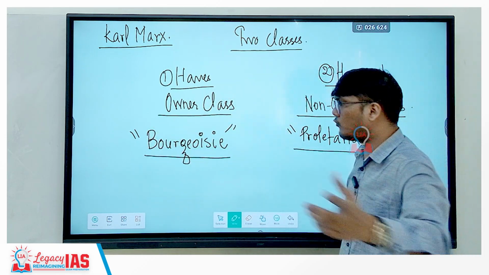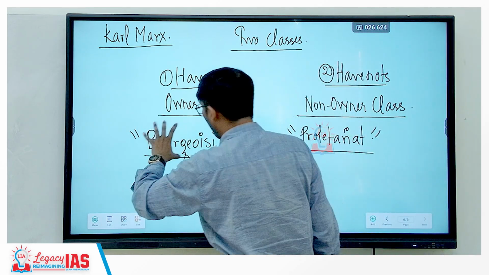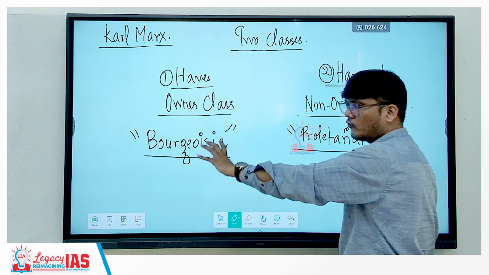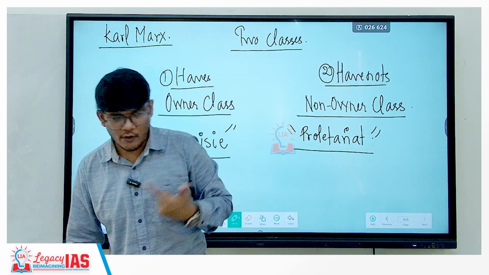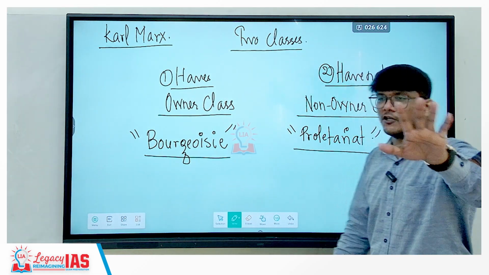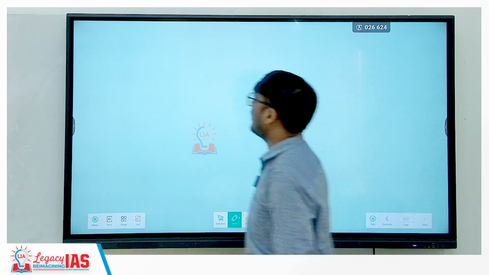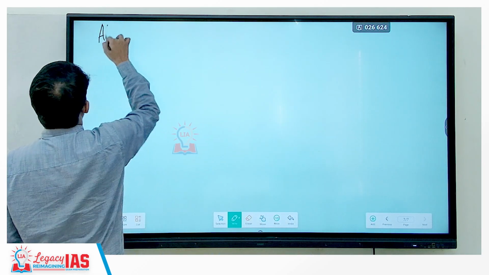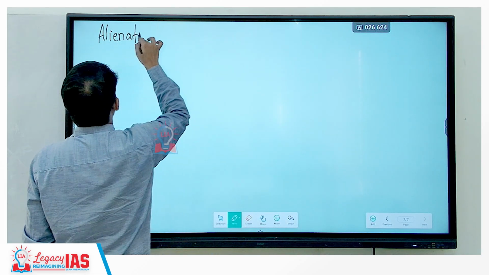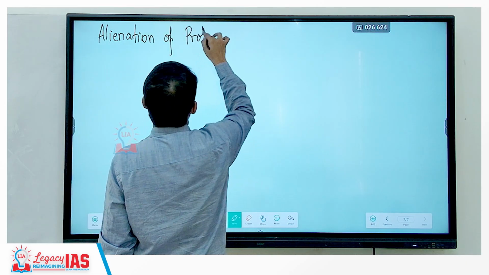Generally in certain books you will find only alienation of the proletariat, but make sure you make it a point to mention the alienation of the bourgeois also. We will understand how that also happens. Okay, so the classification is into two parts, alienation of the proletariat and alienation of the bourgeois. So let's start with alienation of the proletariat.